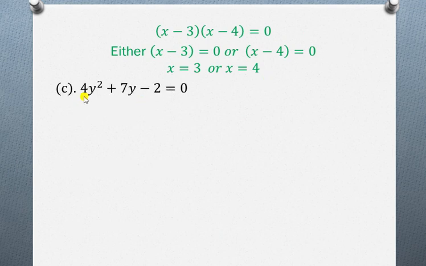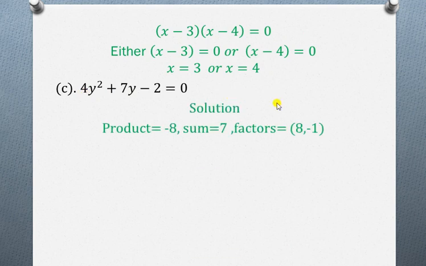Come to part C. Part C is quite interesting because now we have a quadratic in terms of y, and even the coefficient of y squared is more than 1. In this case, we have 4. What do you do? The concept remains the same, dear viewers. So the product will still be 4 multiplied by negative 2 to give you negative 8. The sum will just simply be the coefficient of y, which is 7. Look for two numbers that can be multiplied together to give you negative 8, but if you add them, you get positive 7. So the two numbers are basically going to be 8 and negative 1.